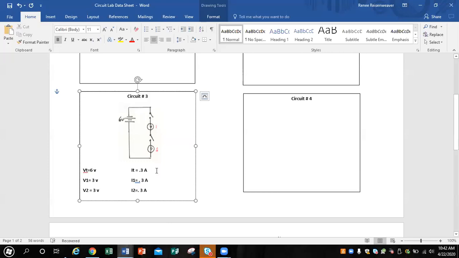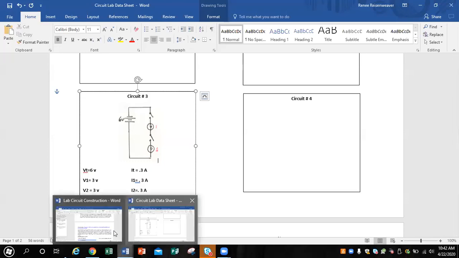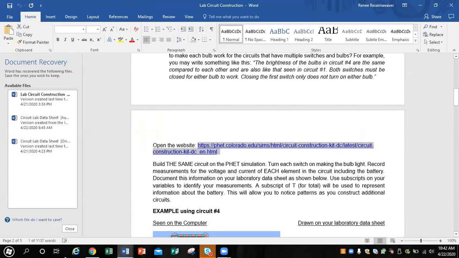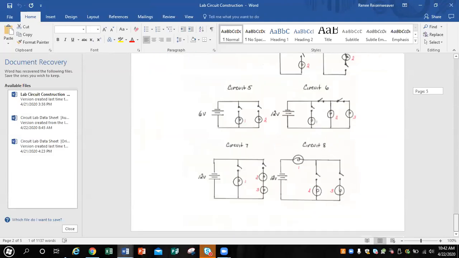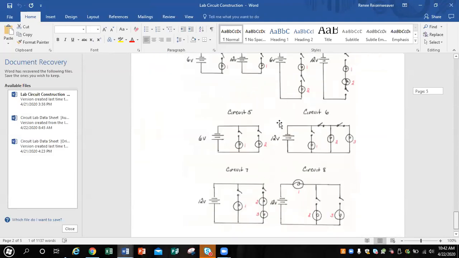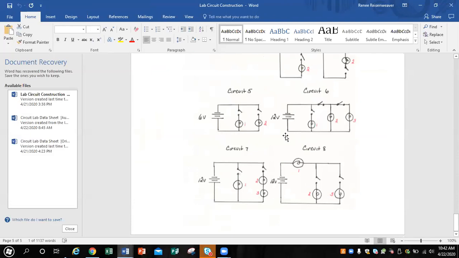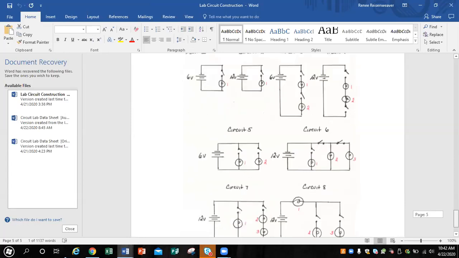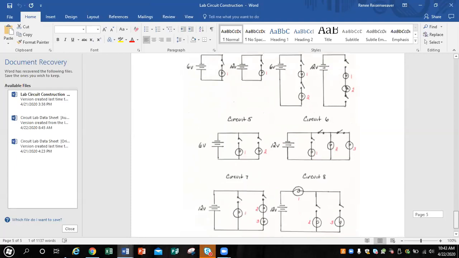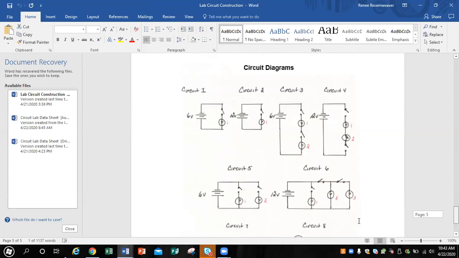Make sure you're measuring your totals. Notice, if I go back to the lab sheet, you are building 8 different circuits. These are all different, especially 5 through 8. These are a little trickier. Your measurements aren't that simple. These 1 through 4 are simple circuits that should just become very familiar and easy for you to do. But the other circuits are not as easy, 5, 6, 7, and 8. So please pay attention to your measurements on those.